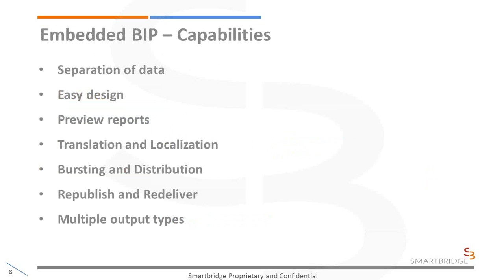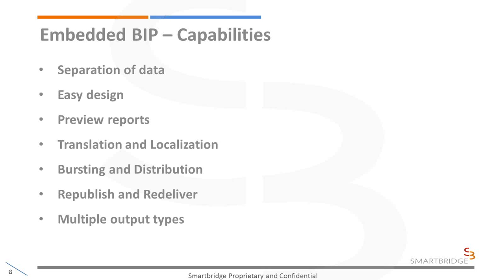So just to recap, what are the embedded BIP capabilities? Well, obviously you can separate the data. It's easy to design and build reports. You have the ability to do translation and localization, so basically multi-language support, allowing you to create one template and then a language file for translating to each specific language. So you'll need a language file for each language that you wish to translate to.